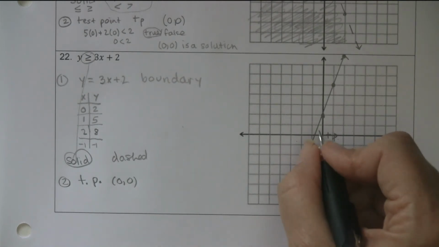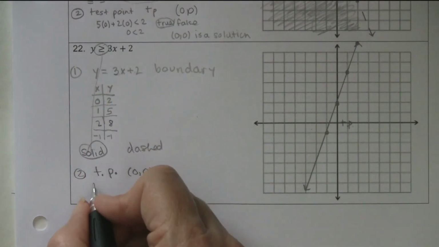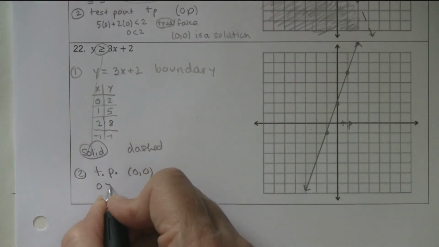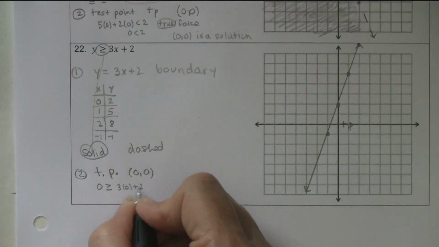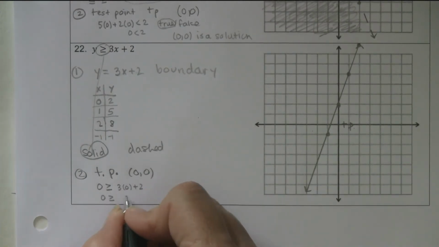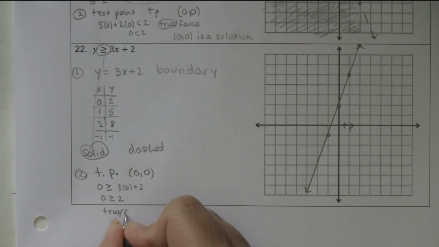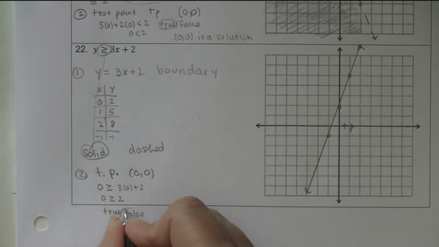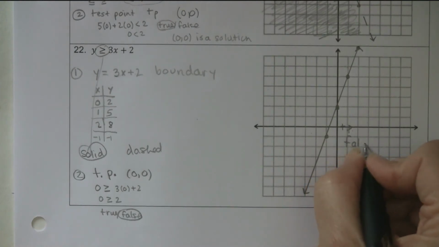It's on this side of the line. So I want to see if it's true, and you just put it back in the original inequality. 0 is bigger than or equal to 3 times 0 plus 2. 0 is bigger than or equal to 2. And that's not true. So I'm asking myself, is it true or is it false? And this time it is false. And so my test point is in the false region.